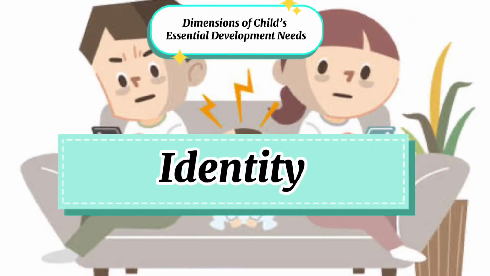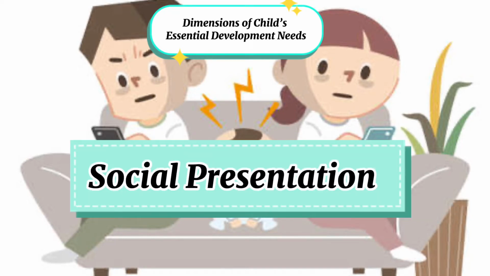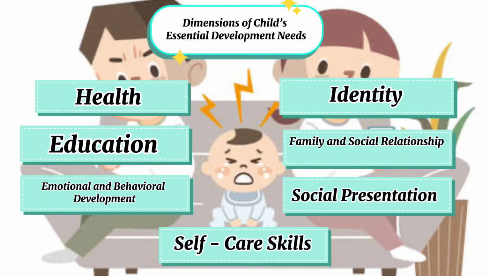Identity. This relates to the child's self-image and self-esteem and children having a positive sense of their individuality. Family and social relationships. This is about the child's increasing ability to understand and share the feelings of another. Social presentation. This is the child's growing understanding of how their appearance, behavior, and abilities contribute to the way they are perceived by the outside world and the impression they create on others. Self-care skills. This includes the child's developing emotional maturity and the communication skills that will help them become independent. These are the 7 dimensions of a child's essential development needs.